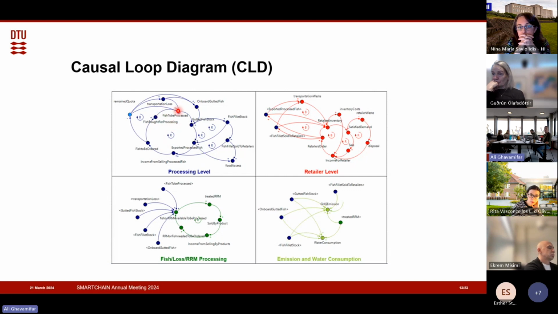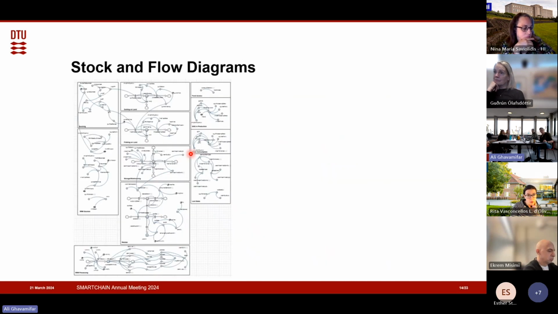But if we go the same way from the remain quota, but through the fish to be ordered variable, then more fish to be ordered means that we will have less remain quota, and it's a balancing loop. So these are the loops that we have in the causal loop diagrams, but I can talk about them more in the simulation model and the stock and flow diagram.